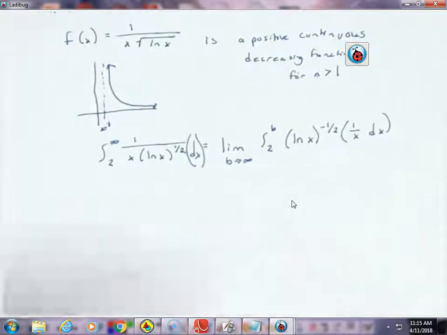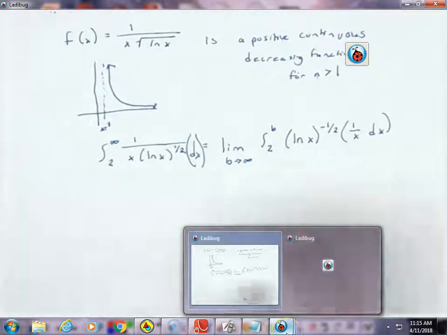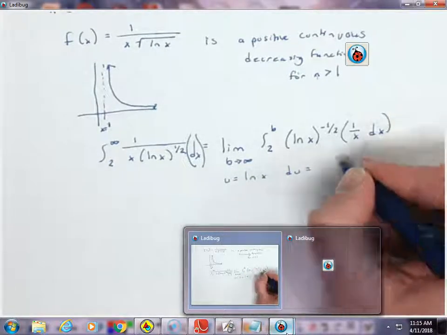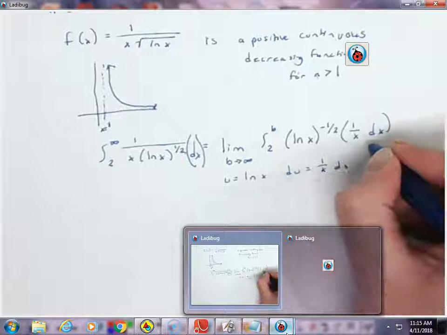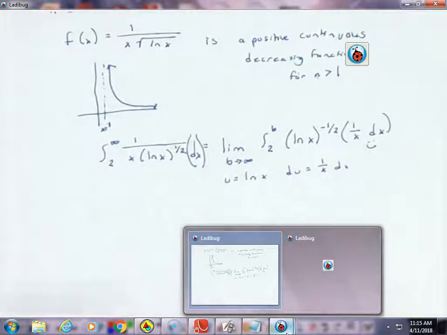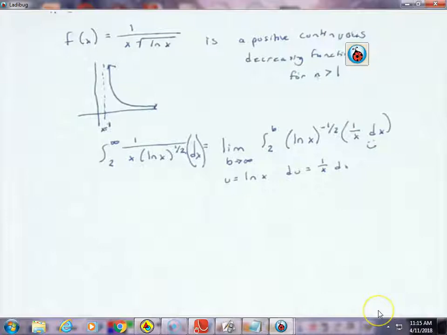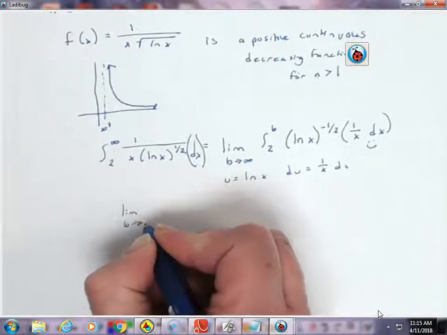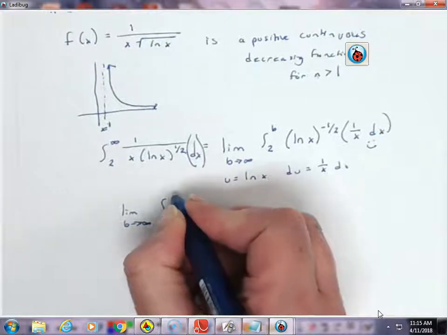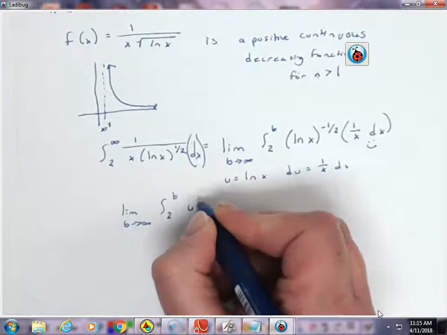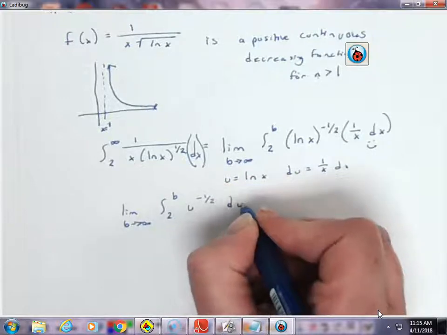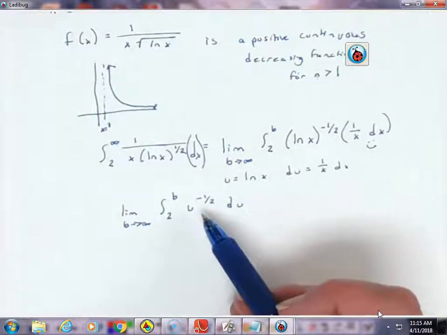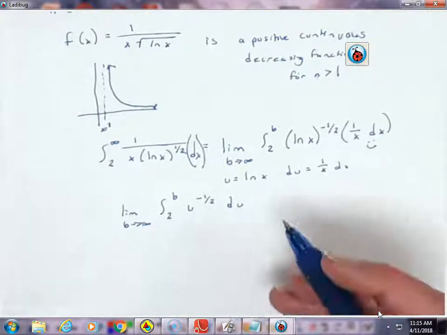Well, this is just a simple u substitution. And so we're going to say u is equal to ln of x, du right there smiling at me. So if I rewrote this, it would be the limit as b approaches infinity, the integral from 2 to b of u to the -1/2 du. Now the bounds actually change when you do a u substitution, but we're going to go back to x's at the end, so we will be all right.